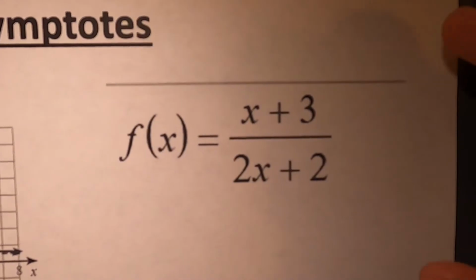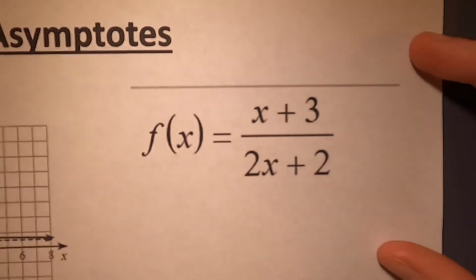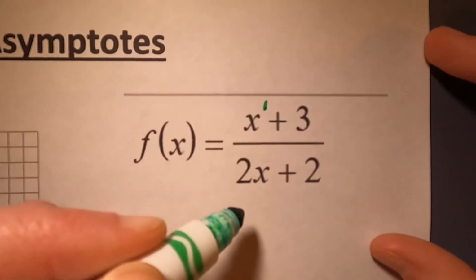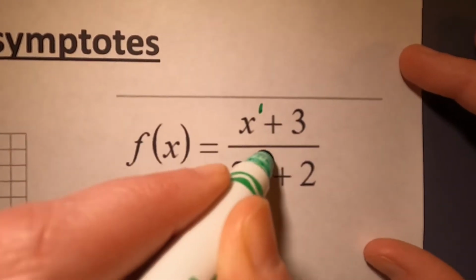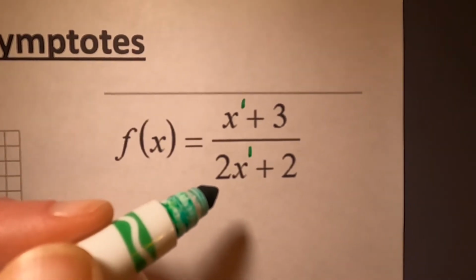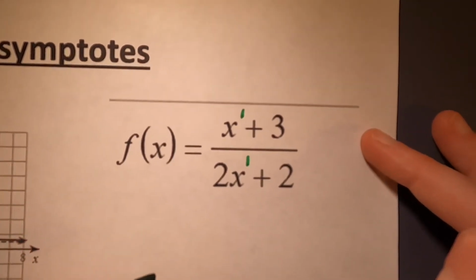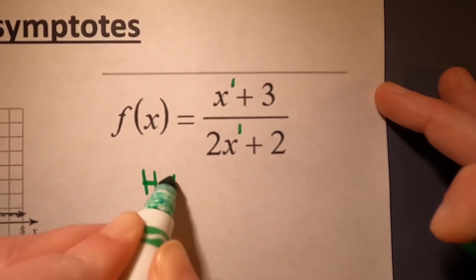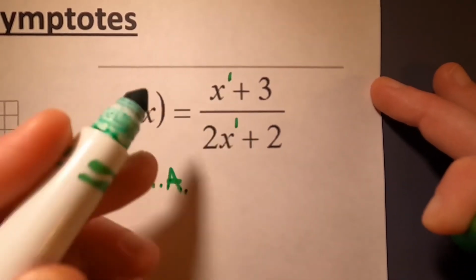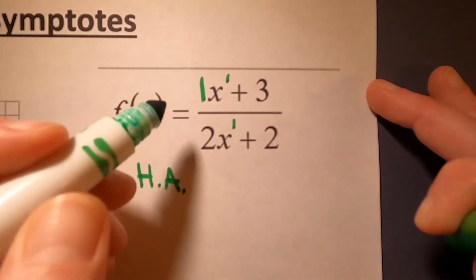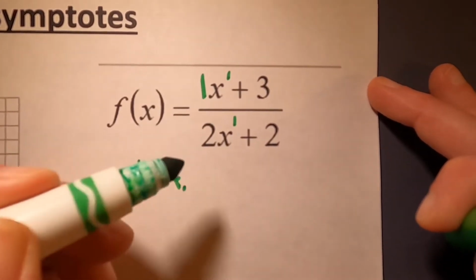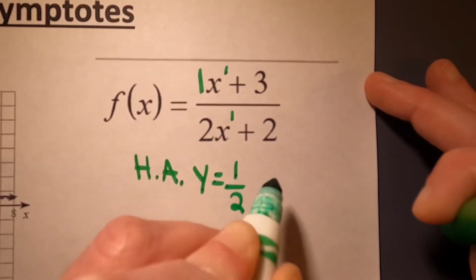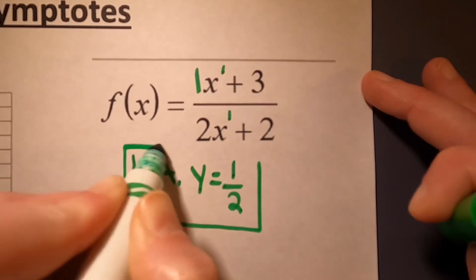You'll notice on this second example, what's the degree of the numerator? I have the degree of the numerator is 1. What's the degree of the denominator? The degree is 1. You'll notice those numbers are the same. We call that equal degrees. So what we do to find the horizontal asymptote when they have equal degrees is take their coefficients. So the 1 in front, 2 in the denominator. So y is equal to 1/2. That would be the equation of the horizontal asymptote.